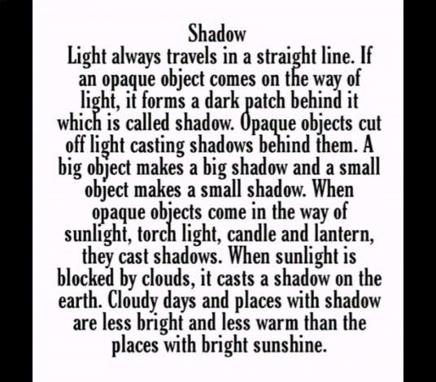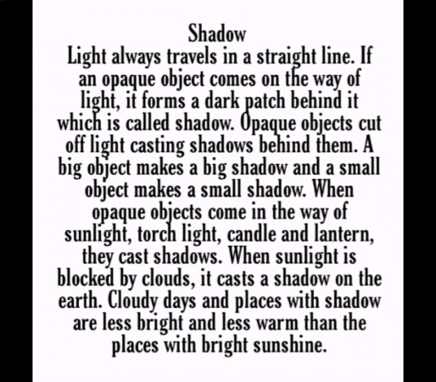Shadow. Light always travels in a straight line. If an opaque object comes on the way of light, it forms a dark patch behind it, which is called shadow. Opaque objects cut off light, casting shadows behind them. A big object makes a big shadow, and a small object makes a small shadow.